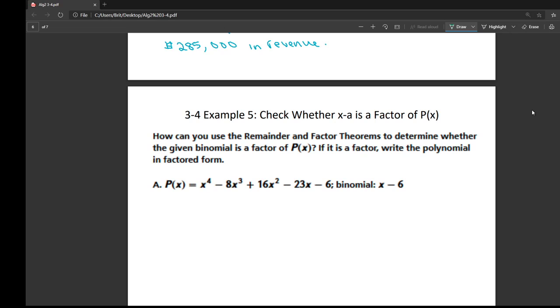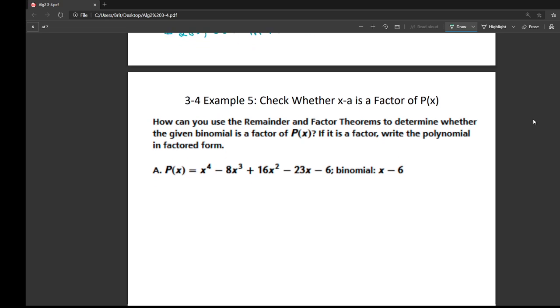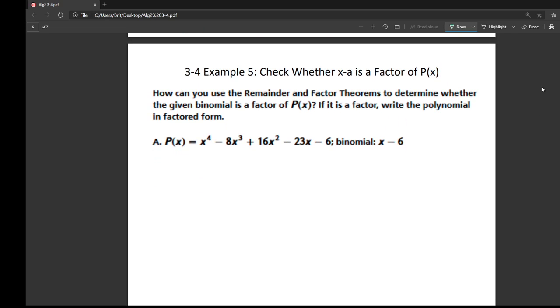In today's video I'm covering example 5 from section 3-4 in the SavvasRealize Algebra 2 textbook. So in this example we are looking at how to tell whether a binomial is a factor of a polynomial.